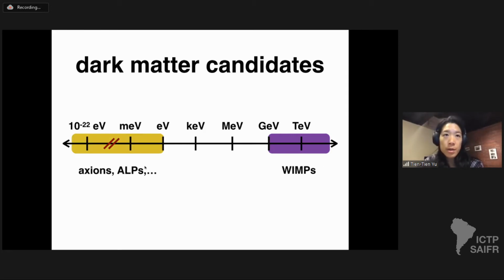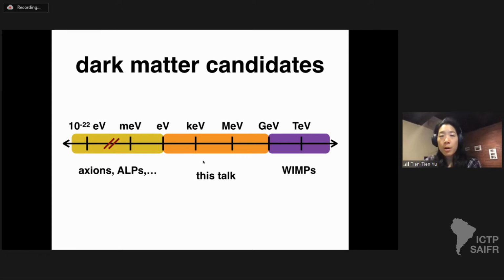Another arena is in this ultralight region. So my definition of light is below an eV. Of course, people who work on axions would consider this not ultralight. But in this category, it's also very well motivated. So we have candidates such as axions and ALPs. And I'm not going to talk about either of these when I mean sub-GeV. Instead, it's this in-between region. And so in particular, I'm focusing on this eV to GeV mass range.